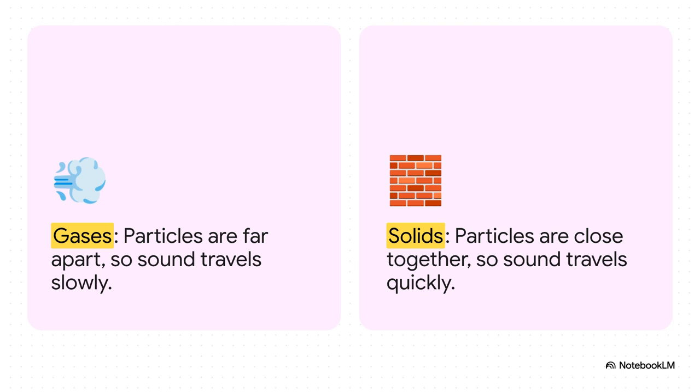And the type of medium it's traveling through makes a huge difference. In a gas like air, the particles are all spread out and far apart, so passing that vibration along is a pretty slow process. But in a solid, where all the particles are packed in tight, that vibration can be passed from one to the next almost instantly.